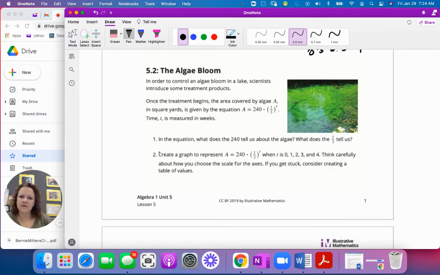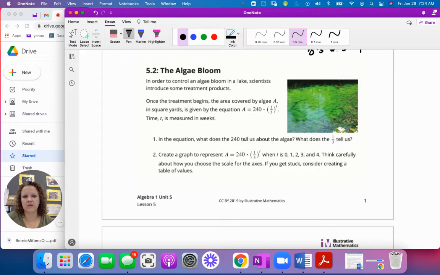All right, in order to control an algae bloom in a lake, scientists introduced some treatment products. Once the treatment begins, the area covered by the algae, A, in square yards is given by the equation A equals 240 times 1/3 to the t. All right, so that 1/3 tells me that we're decaying. Okay, that algae bloom is going to get smaller and smaller.